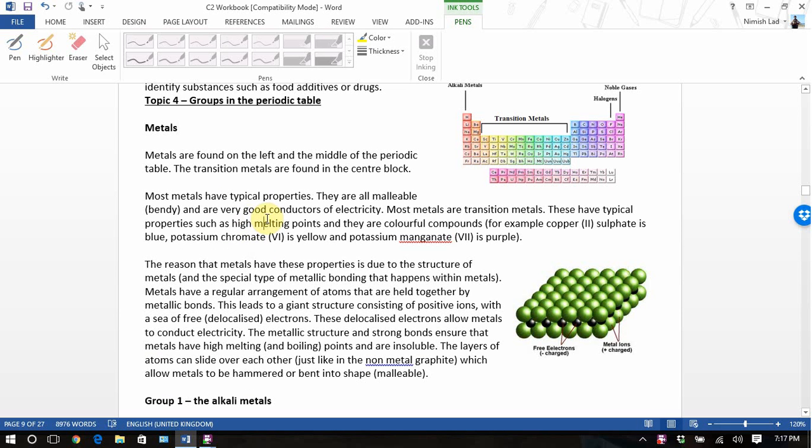This is a video on C2 Edexcel Chemistry Topic 4, which is about groups in the periodic table. It's quite a short topic, just talks about specific groups in the periodic table like metals, alkali metals and halogens and a few others. So we'll just go through those bit by bit.